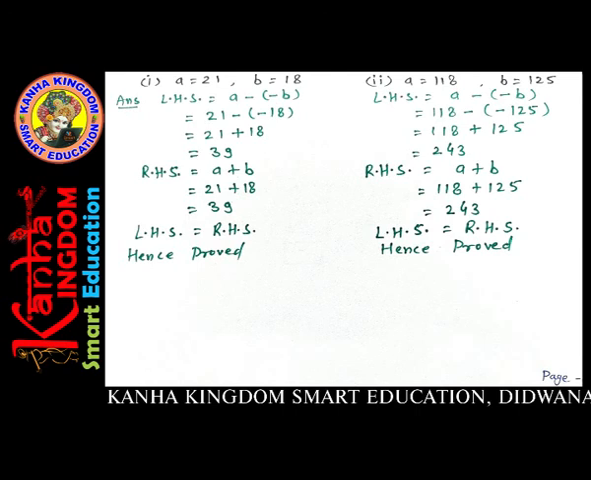Second question, a is equal to 118, b is equal to 125. Left hand side a minus b, putting the values of a and b. 118 minus 125, minus into minus is equal to plus. So 118 plus 125, the answer is 243. Right hand side a plus b, putting the values of a and b. 118 plus 125 is equal to 243. So left hand side is equal to right hand side.